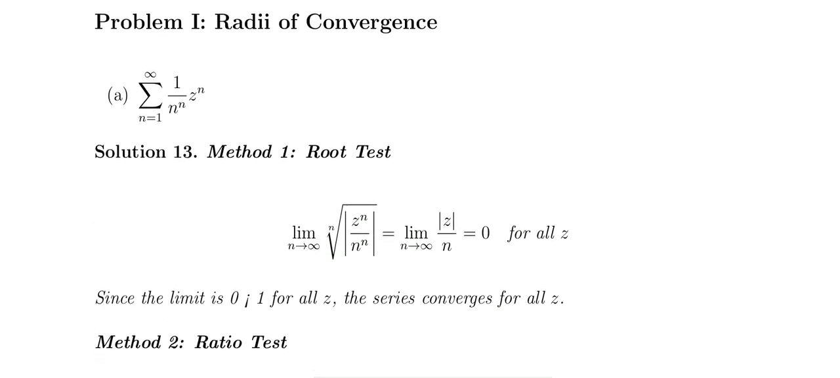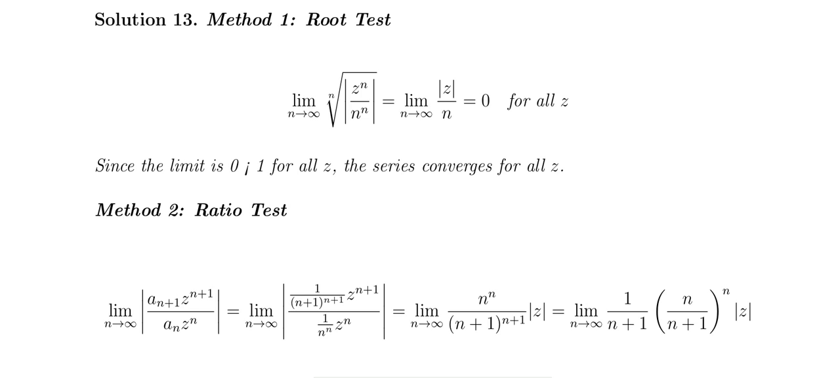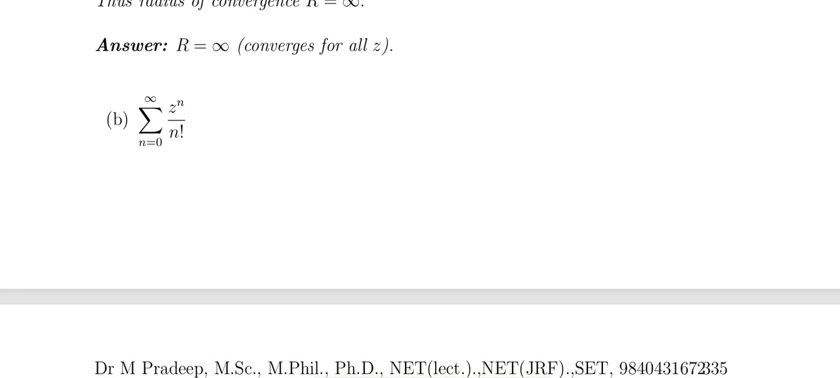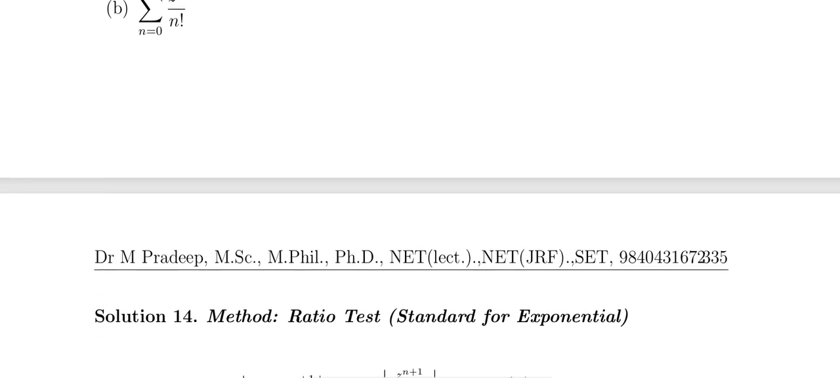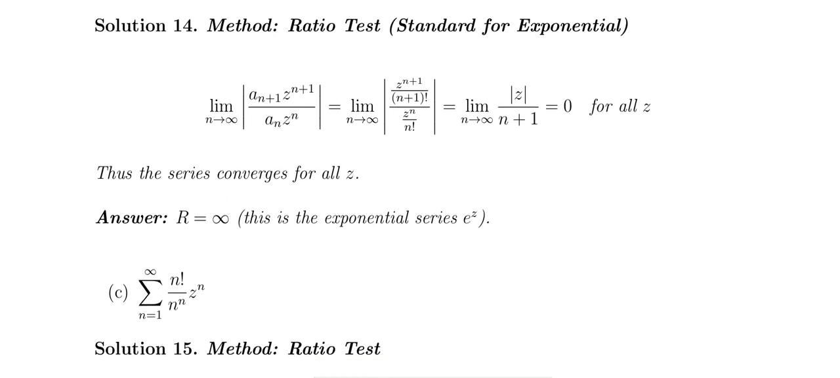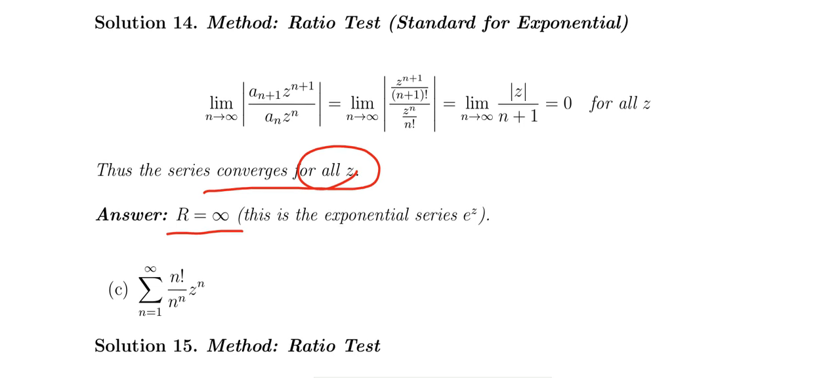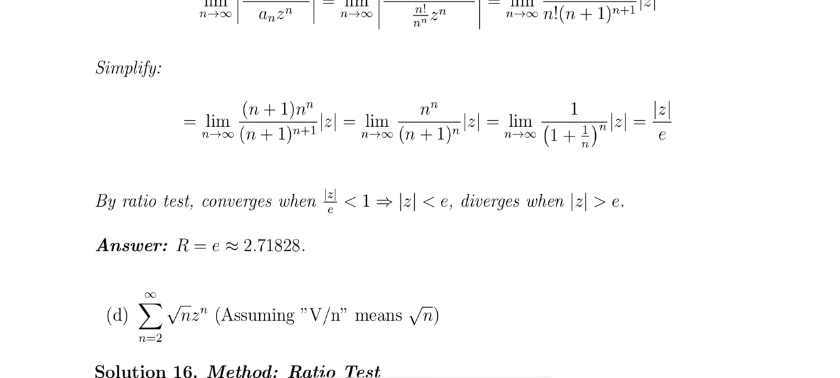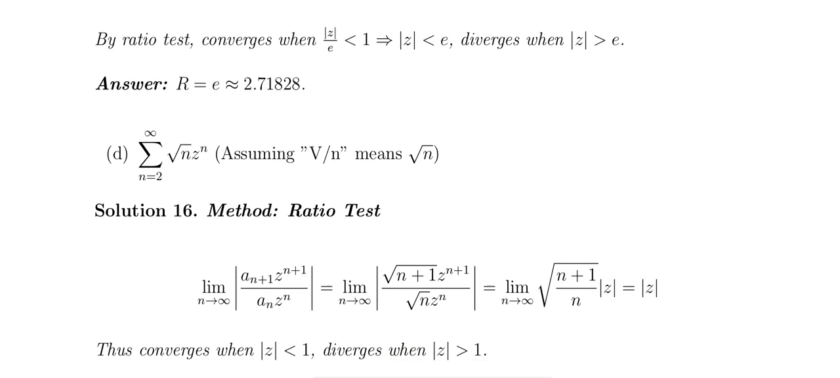This is some other problem. So 1 by r equal to 0 when it comes, that is, the series converges for all z. That is, the radius of convergence r is infinity. Okay, that is some other problems, that's all.